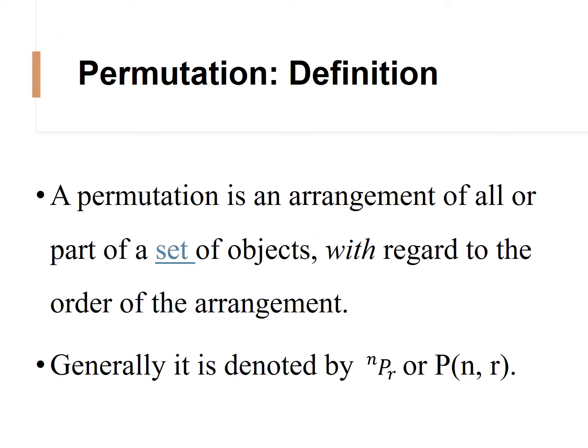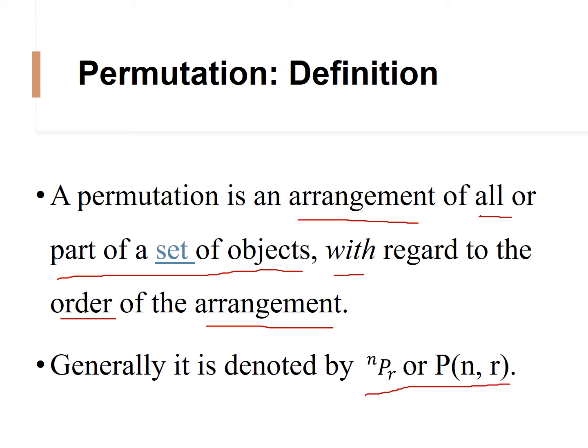Now let us define permutation formally. A permutation is an arrangement of all or a part of a set of objects with regard to the order of the arrangements. Generally, it is denoted by nPr or P(n,r).